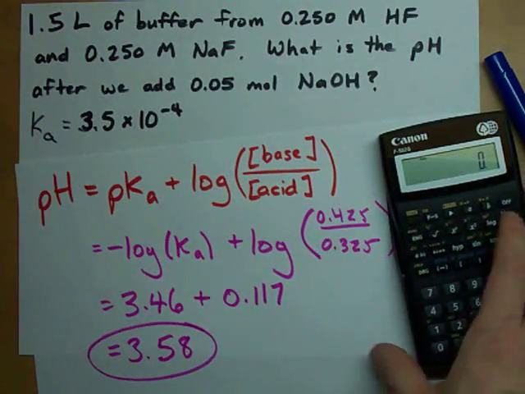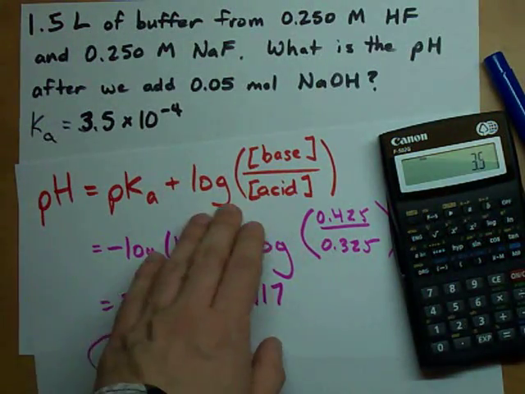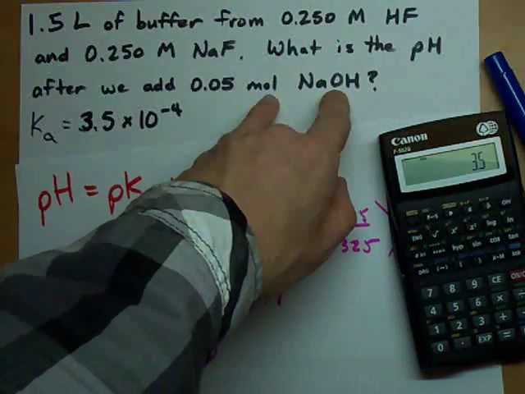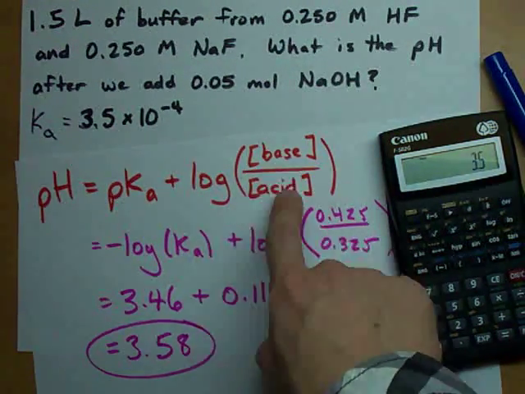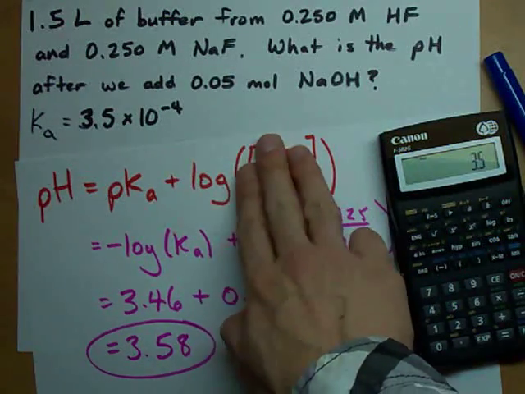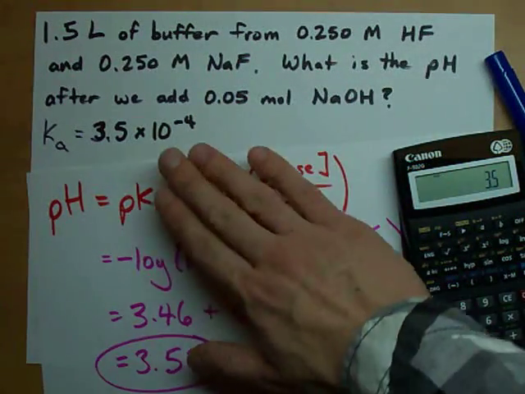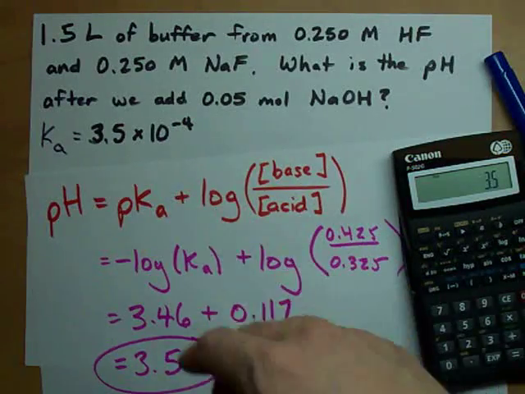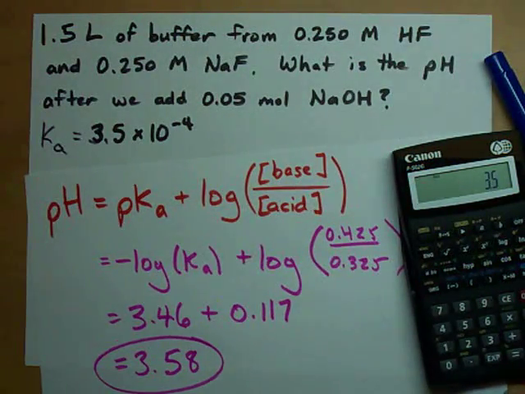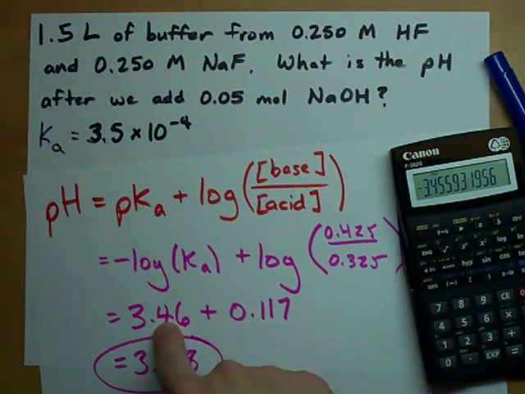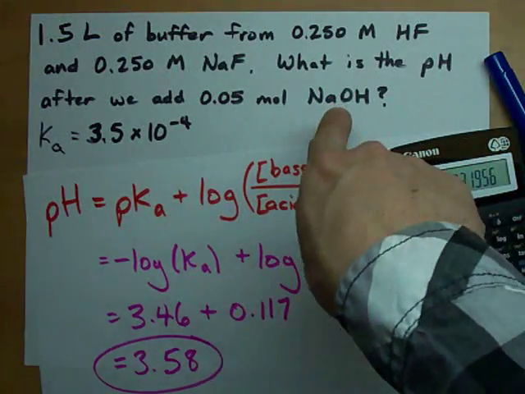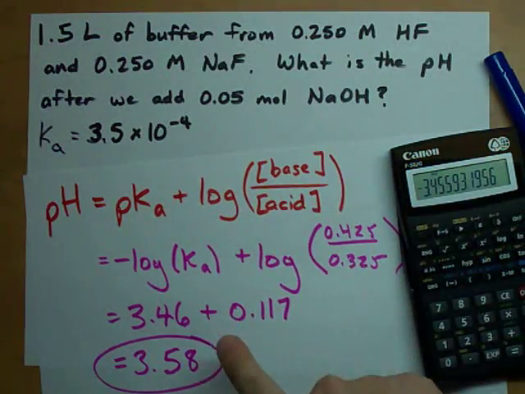Now, notice, just for old time's sake, if, before I had added the NaOH, the concentrations of base and acid were the same, this cancels to 1, and the log of 1 is 0. When you have the same amount of acid and conjugate base, pH equals pKa. So before we added the sodium hydroxide, the pH here was the negative log of this. It was that 3.46. Then we added NaOH base, and the pH went up. That's good. Story checks out. I'm confident in this answer. Best of luck to you and your buffer questions.